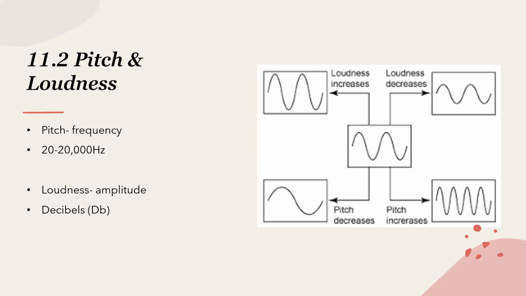Now, when we're talking about this specific diagram that is shown on the slide, you have this specific wave that we're talking about right now. If you need to increase the loudness, what are we going to increase? We're going to increase the amplitude. So whenever we're increasing the loudness, we're increasing the amplitude. And whenever we're decreasing the loudness, we're decreasing the amplitude. So loudness is going to be related to the amplitude of the wave.